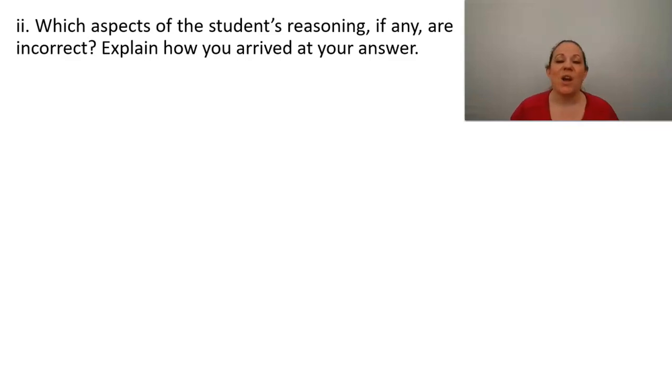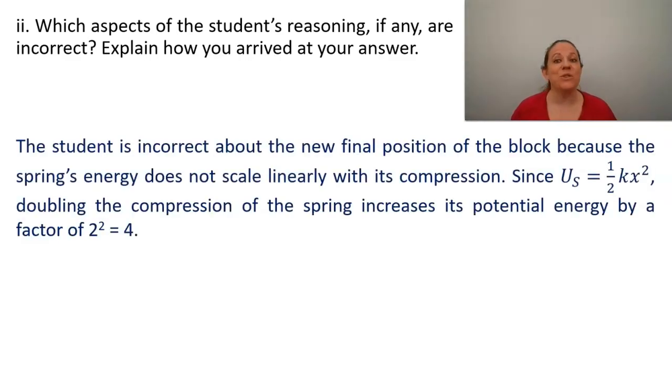B, part 2: which aspects of the student's reasoning, if any, are incorrect? Explain how you arrived at your answer. So the student is incorrect about the new final position of the block because the spring's energy does not scale linearly with its compression. Since the potential energy equals a half k x squared, doubling the compression of the spring increases its potential energy by a factor of 2 squared, which equals 4.